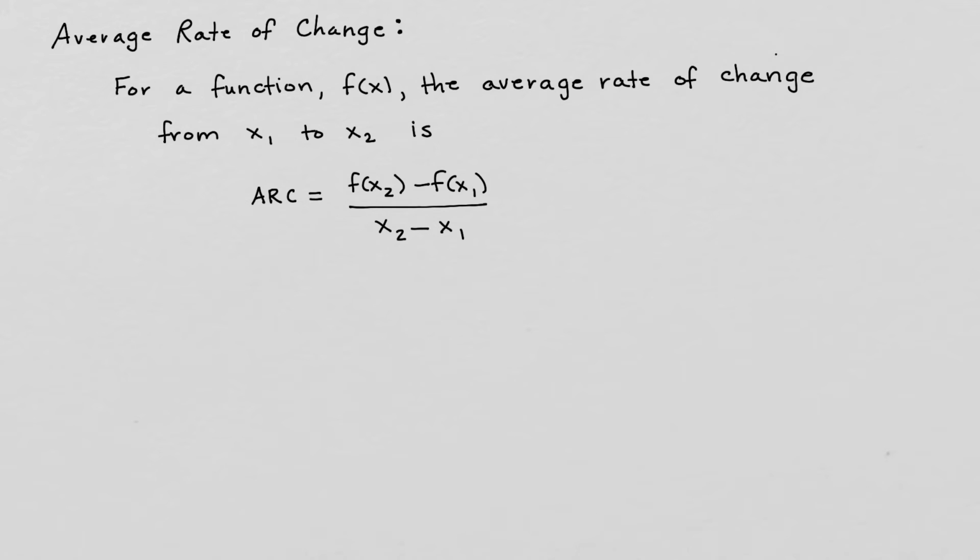Now let's talk about average rate of change. So if we have a function f of x, the average rate of change from x1 to x2 is really just the same formula as we had for slope. So in this case, we have y2 is equal to f of x2, and y1 is equal to f of x1. So the average rate of change is f of x2 minus f of x1, all of that divided by x2 minus x1. So let's take a look at an example.